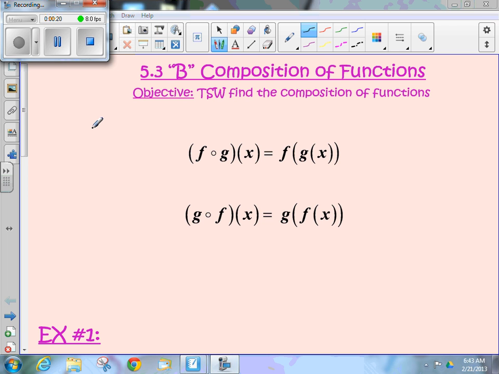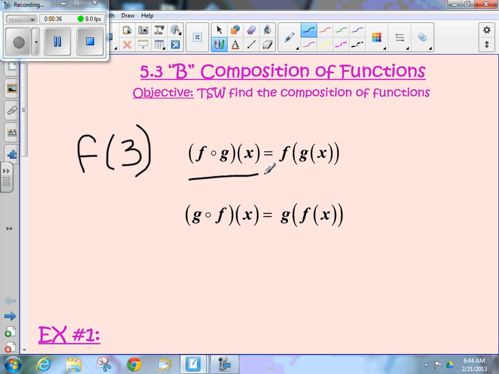Yesterday we saw things like this, where you had f of 3. And when we had that f of 3, what did we do with that 3? Well, we took out the x's and we plugged 3 in instead. So today we're going to do things like this, f of g of x. You can either write it like this or like that. It's called a composition of functions.